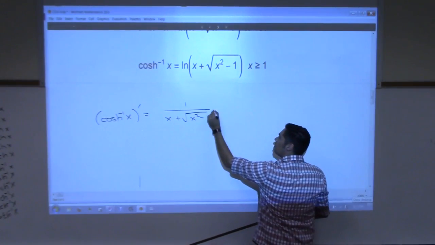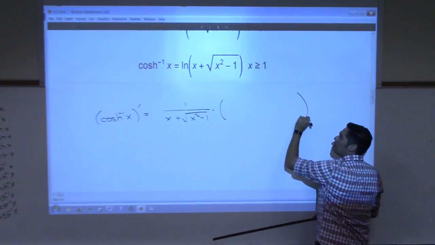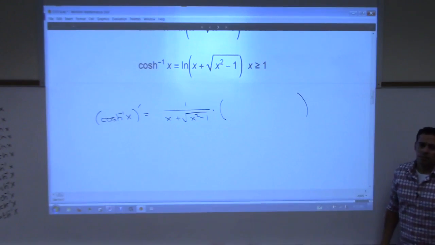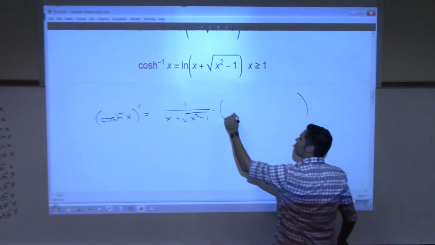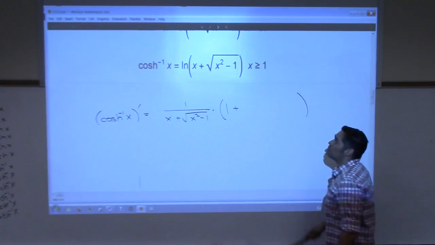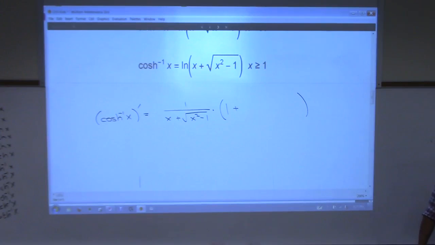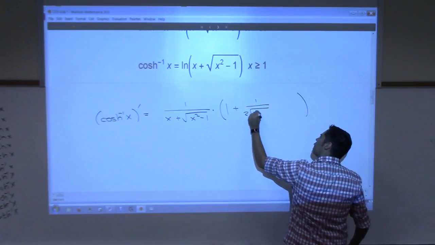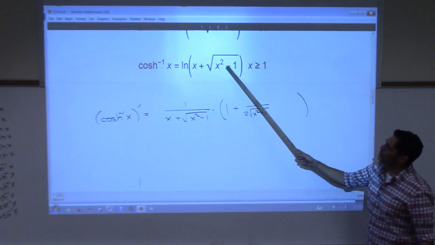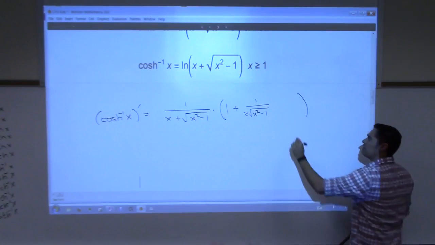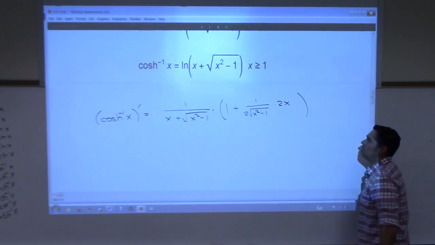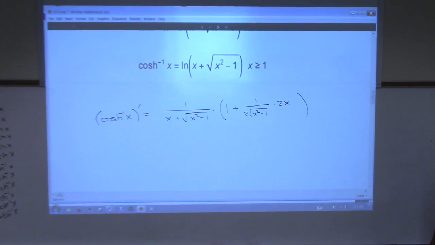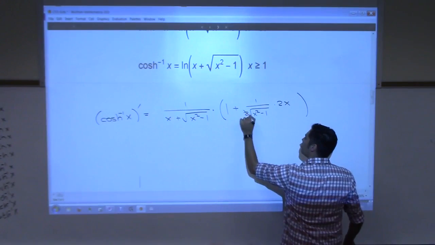Times the derivative of the inside of the natural log, the argument of the function. So times, I should put parentheses maybe, because I've got two terms in here. Derivative of x is 1. That's nice. Plus, now the derivative of the root of something: 1 over 2 times the root of that something. Still not done. Chain rule with this. Derivative of the inside, 2x, gets tacked on right there. The 2's will cancel, and I can try and clean up.